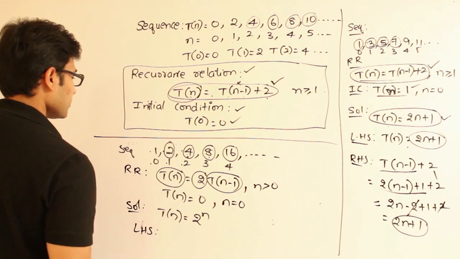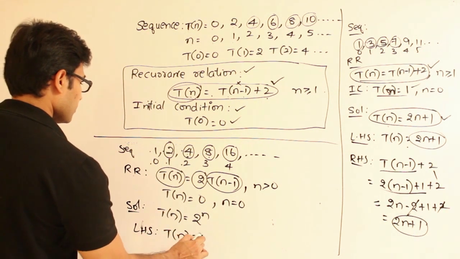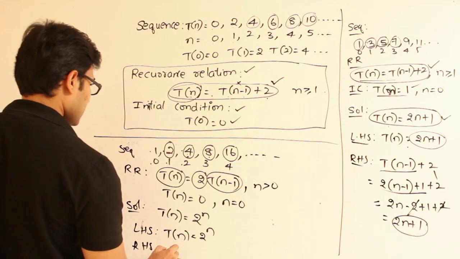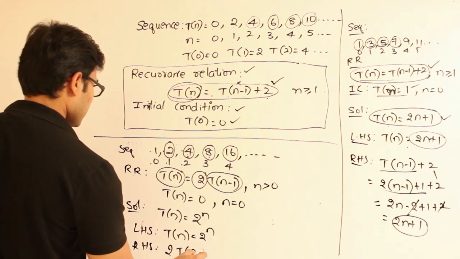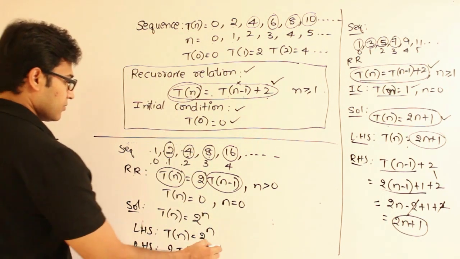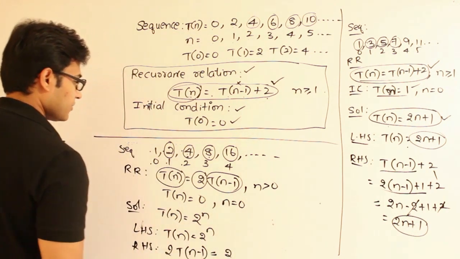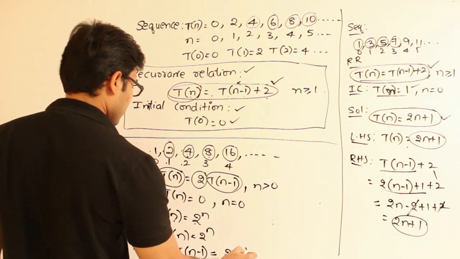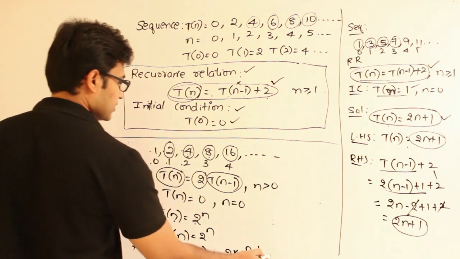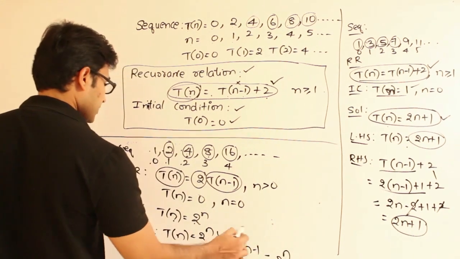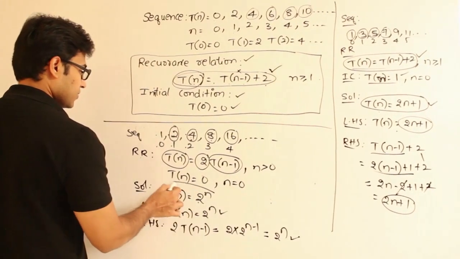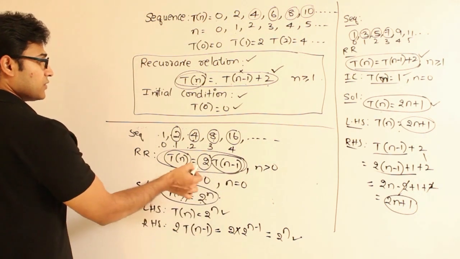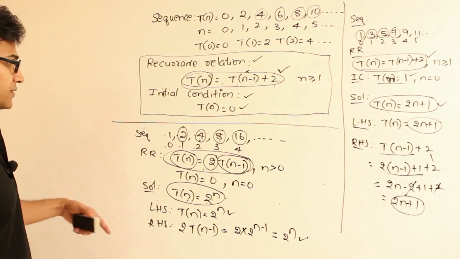Now LHS is going to be T of n equal to 2 power n, and RHS is going to be 2 into T of n minus 1. So what is T of n minus 1? If T of n is 2 power n, then T of n minus 1 is going to be 2 power n minus 1, isn't it? Then it is nothing but 2 power n. Now if you observe, LHS and RHS are the same, which means this particular solution which we guessed is able to satisfy this recurrence relation. Therefore this is the solution of this equation. Got it? And so we can say that it is a solution.